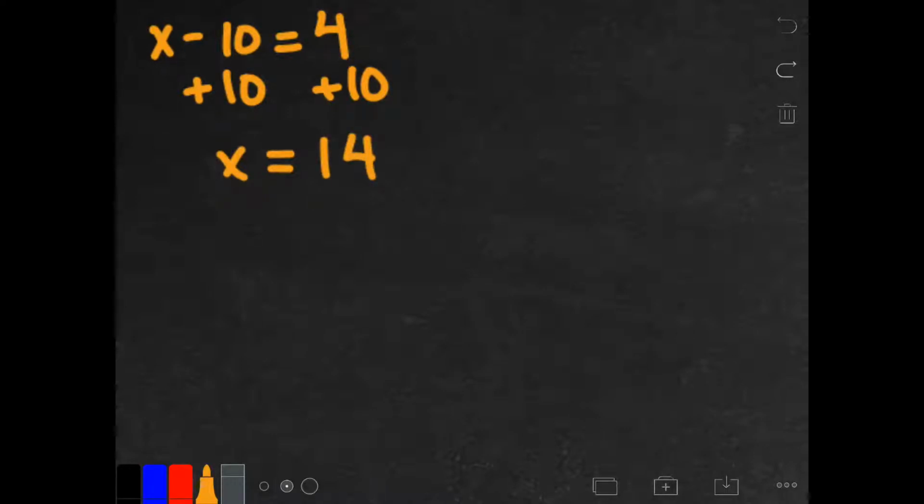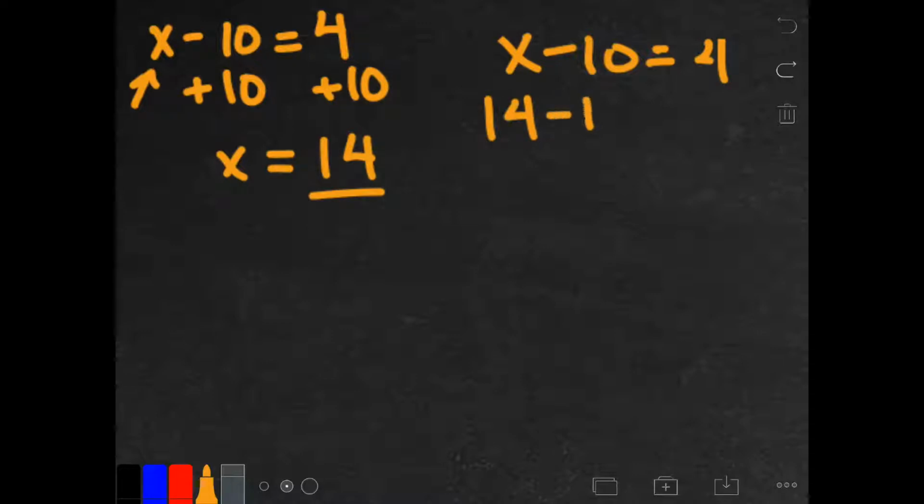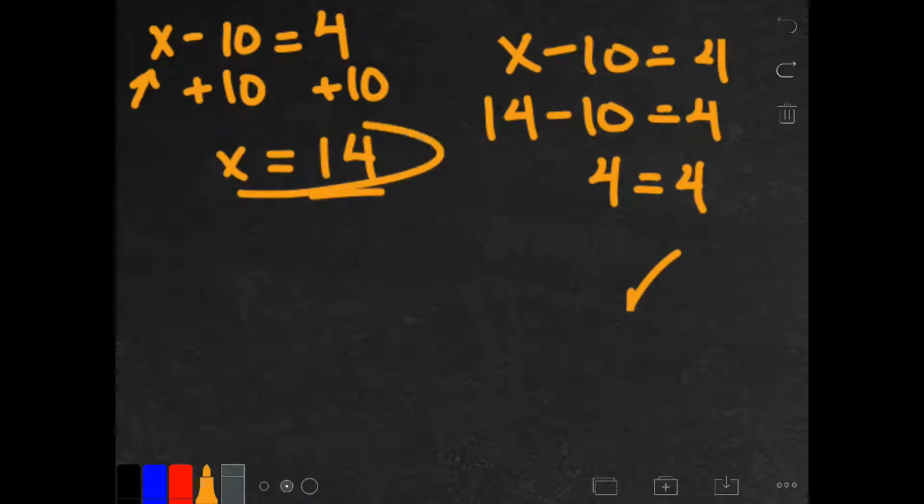Now, if I'm not sure, I can always check my answer. The way I check my answer is I can take this 14 and substitute it back into the original equation for x. If I get a true statement, then 14 is the solution to this equation. So I'm going to rewrite the equation. I'm going to substitute in 14. Well, 14 minus 10 is 4. 4 equals 4. That is a true statement. So x equals 14 is my solution.